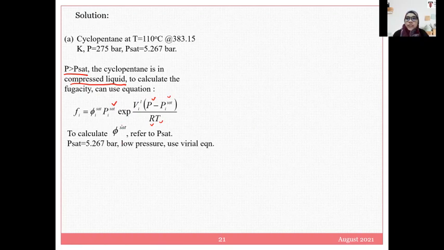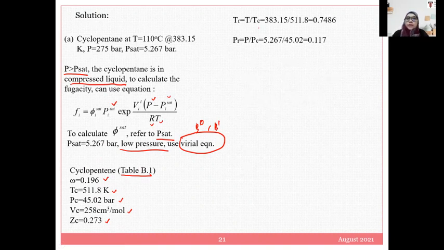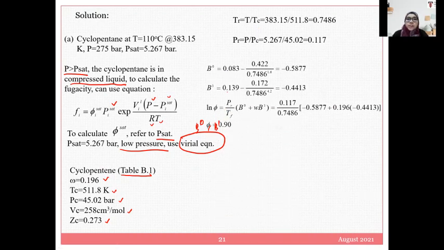The next step is to determine all the unknown values. To calculate the fugacity coefficient, you may refer to the P saturation first. Since this is a lower pressure, we use the virial equation. So we need to determine B0 and B1 before inserting into the equation. You may refer to table B1 for cyclopentane to extract all the information: eccentric factor, critical temperature, critical pressure, critical volume, and also the compressibility factor. First we need to determine the reduced temperature and pressure, and then proceed to determine B0 and B1.